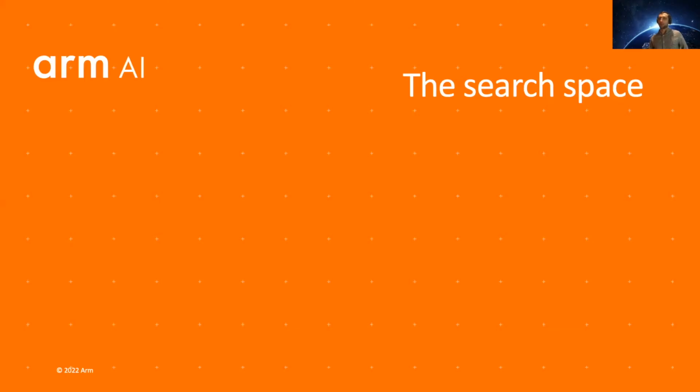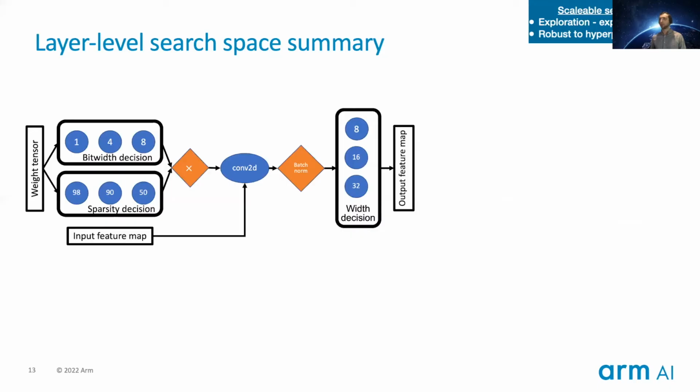Okay, so how do we actually accomplish this goal? We begin by setting up a search space. At a high level, the search space can be thought of as a combination of layer-level search spaces. So for a given layer in the model, we consider three different things. We consider the bitwidth that we should quantize the layer's parameters to.